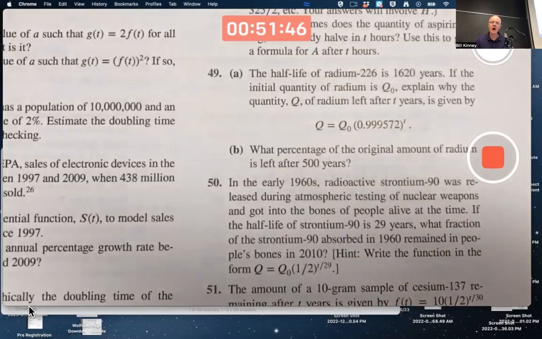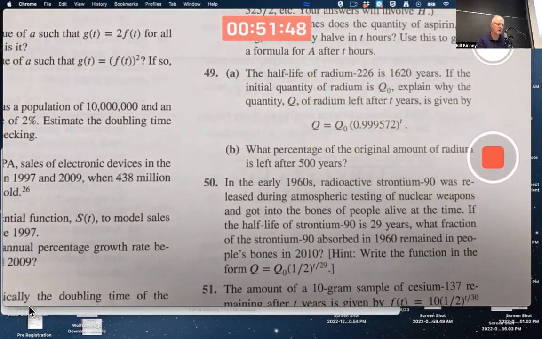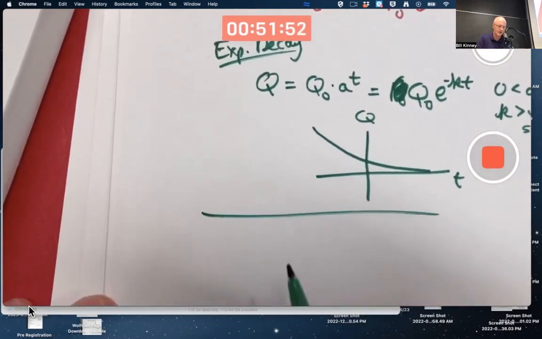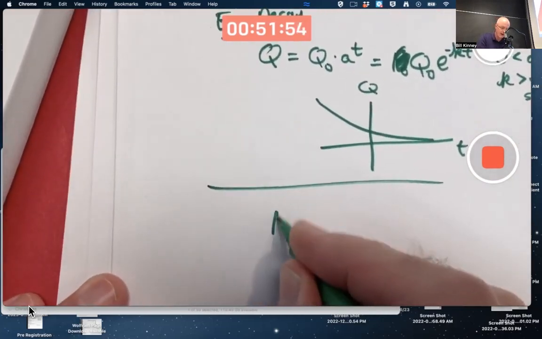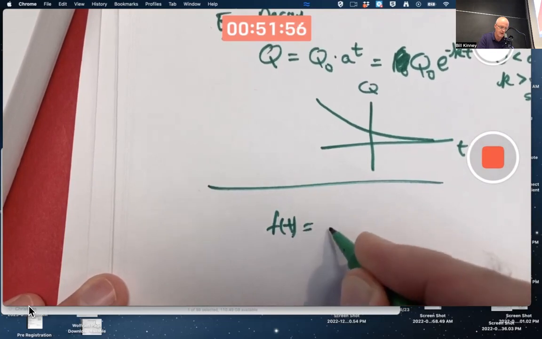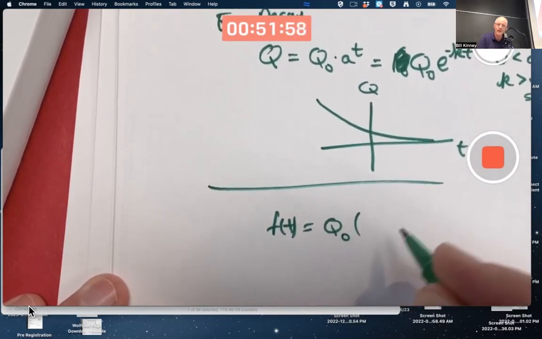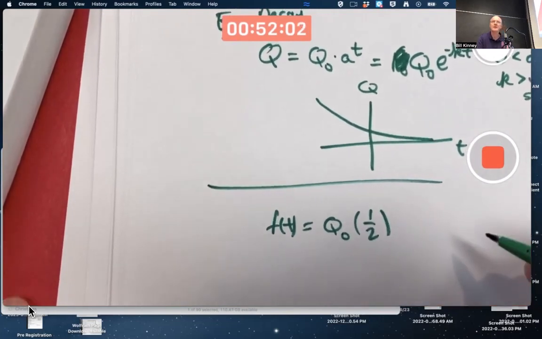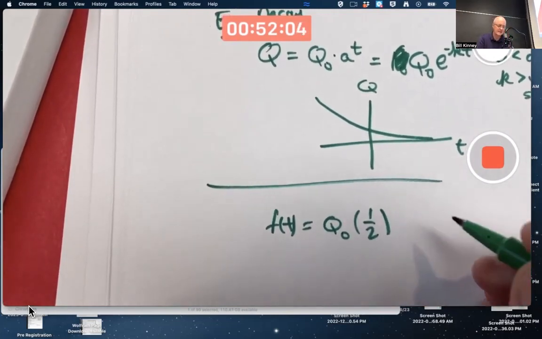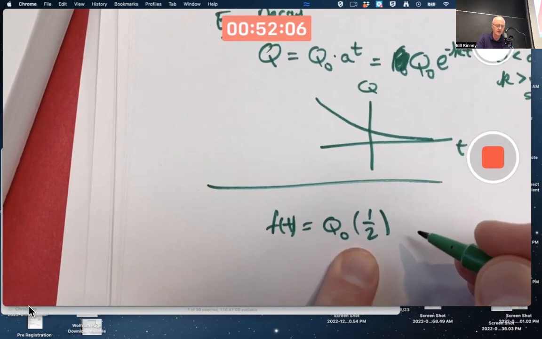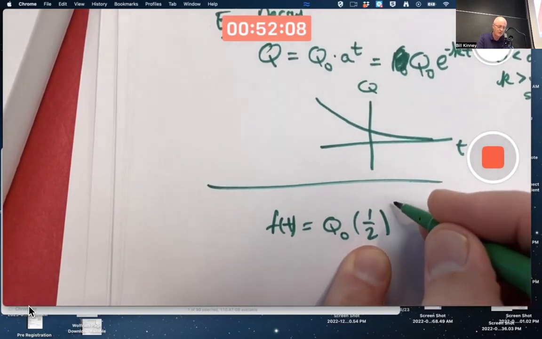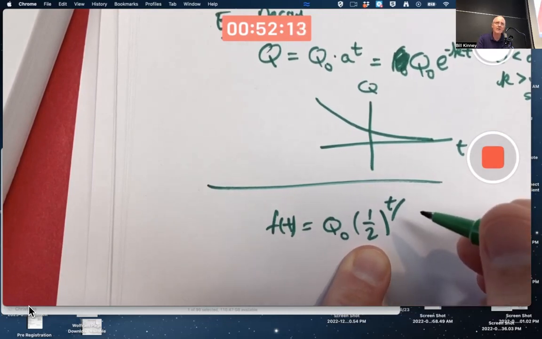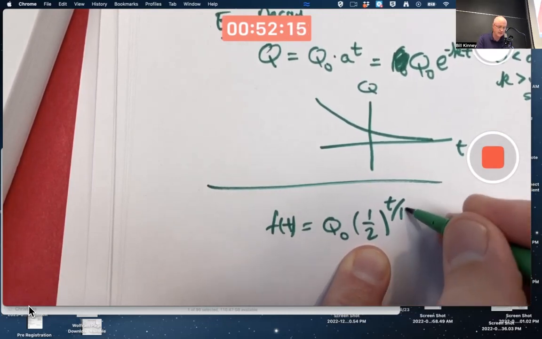For part A, as far as the Y goes, I think there's a brief explanation of this in the book. There's another way to write exponential functions when you're thinking about half-life applications. Let me use f of t here. If you're thinking about half-life, you can write an exponential decay function as Q naught times 1/2 to the T over whatever the half-life is. In this case, it's 1620.